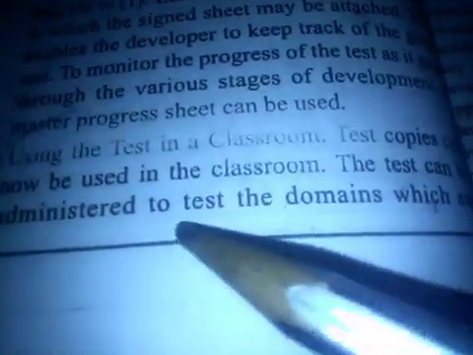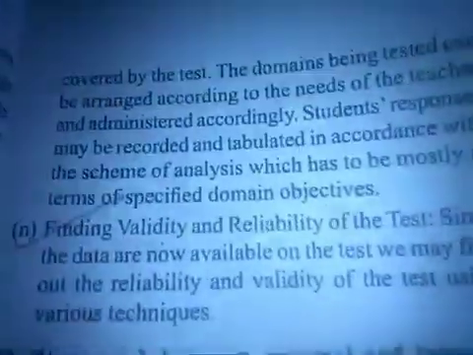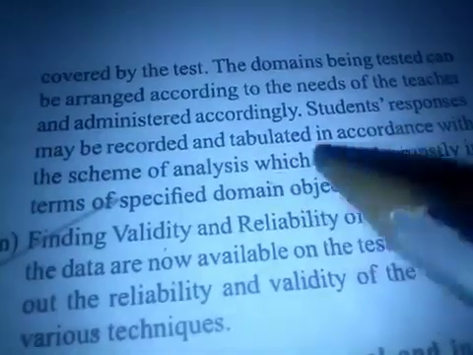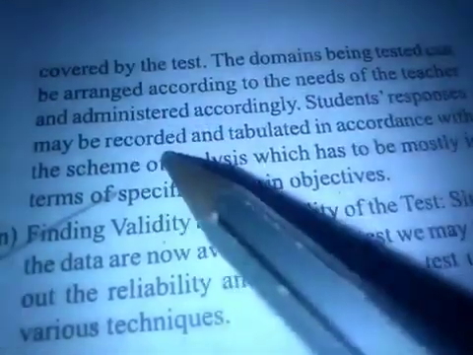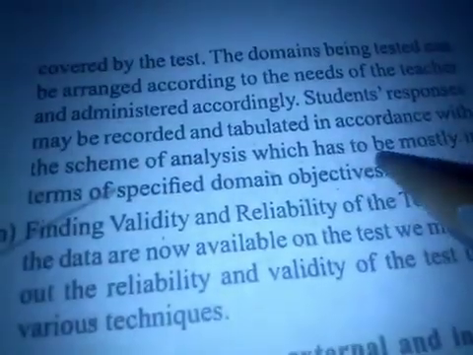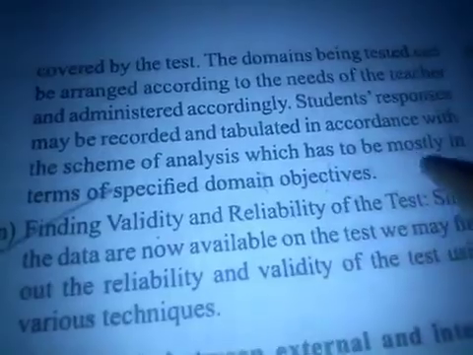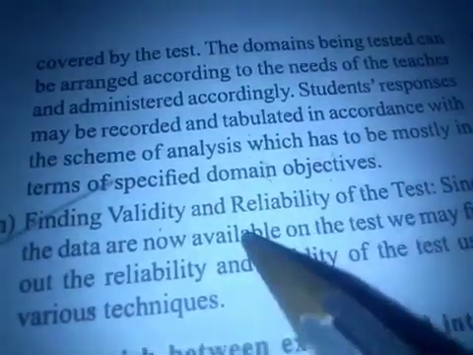M. Using the test in a classroom. Test copies can be used in the classroom. The test can be administered to test the domains which are covered by the test. The domains being tested can be arranged according to the needs of the teacher and administered accordingly. Students' responses may be recorded and tabulated in accordance with a scheme of analysis which has to be mostly in terms of specified domain objectives.